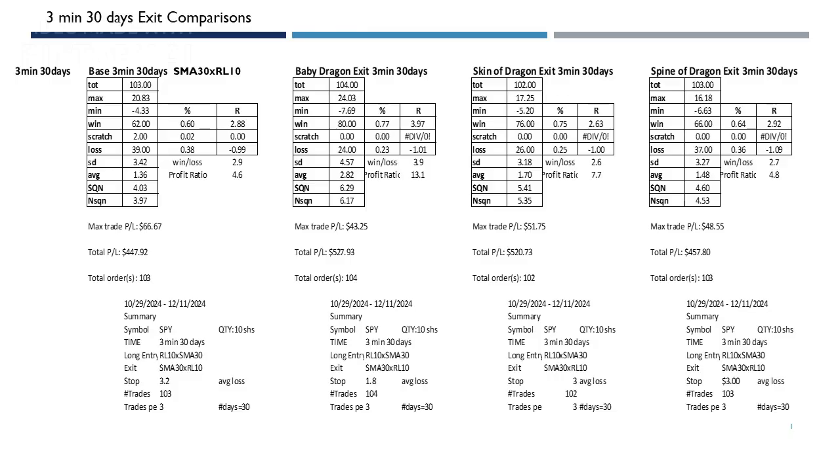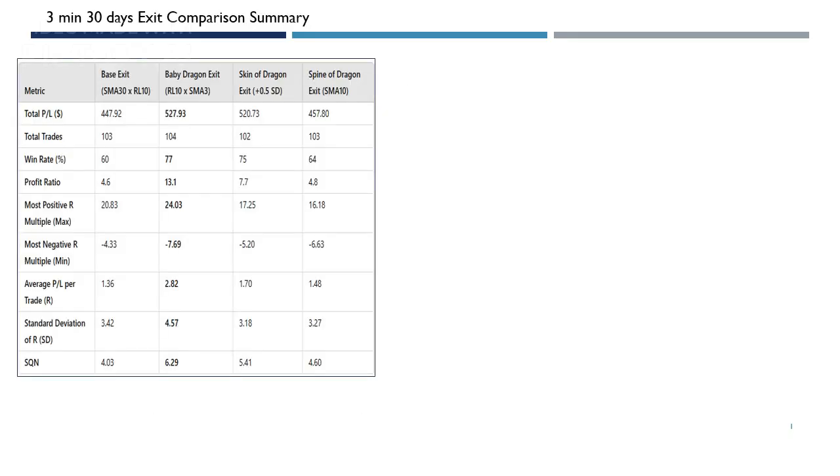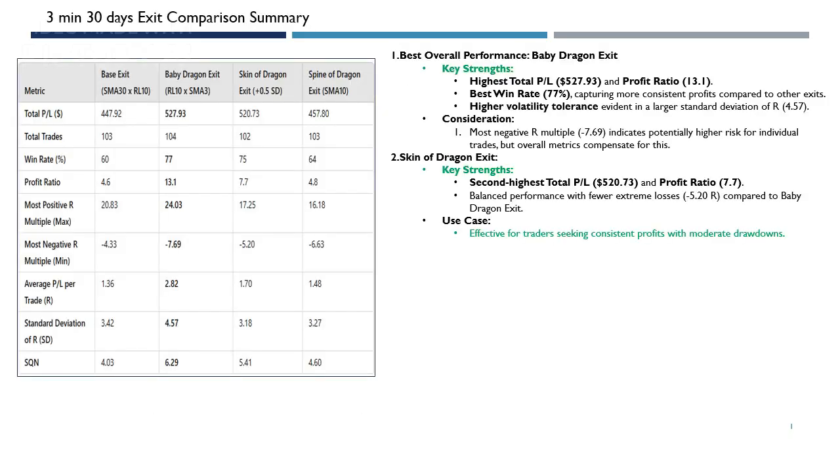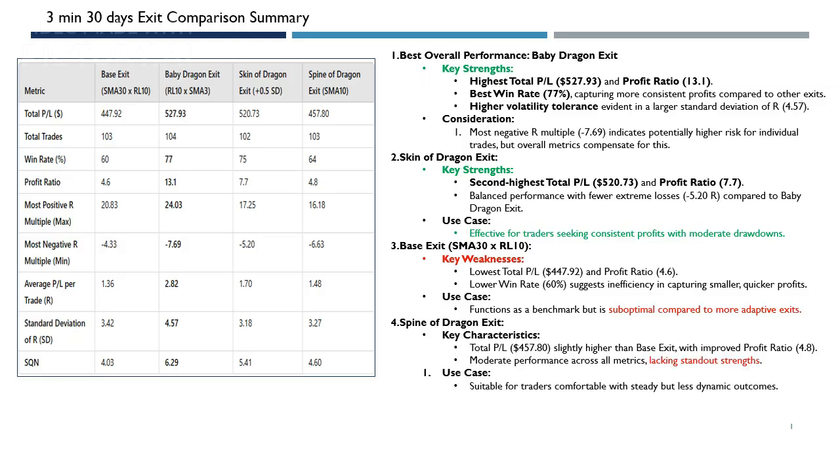This slide compares different exit strategies over a 3-minute, 30-day period. Each strategy's performance metrics are analyzed to determine the most effective approach. The summary highlights the best overall performance by the Baby Dragon exit, followed by other strategies. Key strengths and weaknesses of each strategy are discussed.